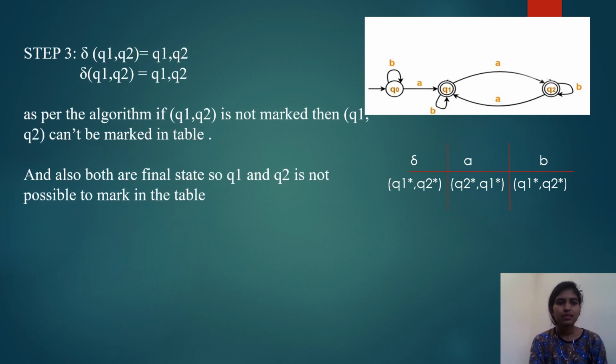Next we can see step 3 as shown in the figure. Delta of Q1 and alpha is Q1 and Q2, and delta of Q2 and alpha is Q1 and Q2. As per the algorithm, if Q1, Q2 is not marked, then Q1 and Q2 can't be marked in the table, and also both are final states, so Q1 and Q2 cannot be marked in the table.